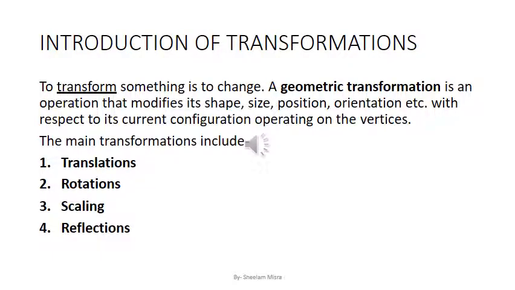What is transformation? To transform something is to change. A geometric transformation is an operation that modifies its shape, size, position, orientation with respect to its current configuration, operating on the vertices. The main transformations are translation, rotation, scaling, reflection.